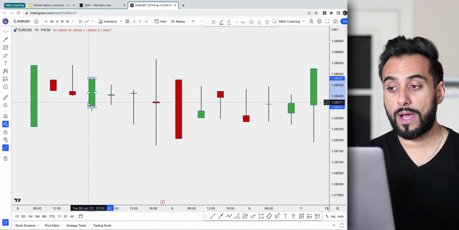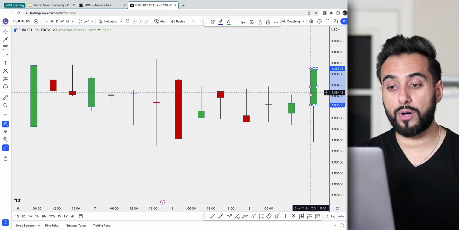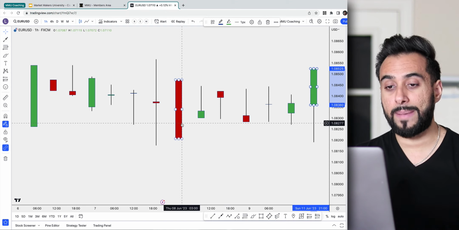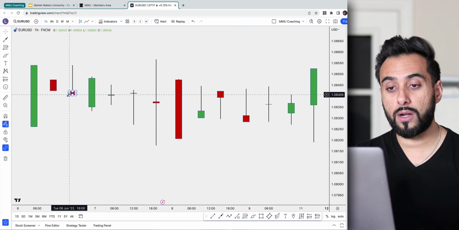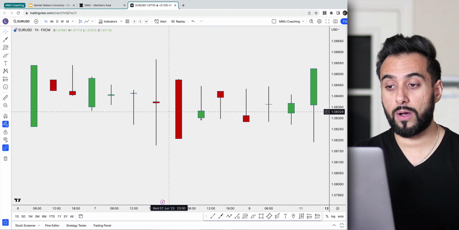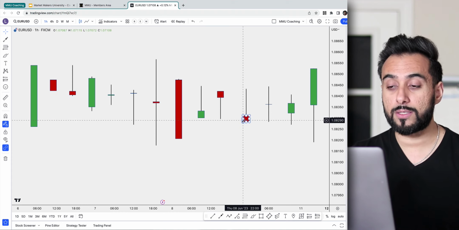This is bullish as well. This is extremely, extremely bullish. This one is extremely bearish. This one is bearish as well. This one started here, went up, pulled all the way back down. This one is very bearish as well. This one's bearish. This one's bearish.